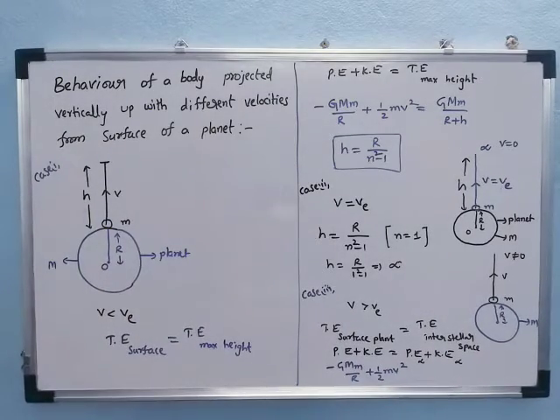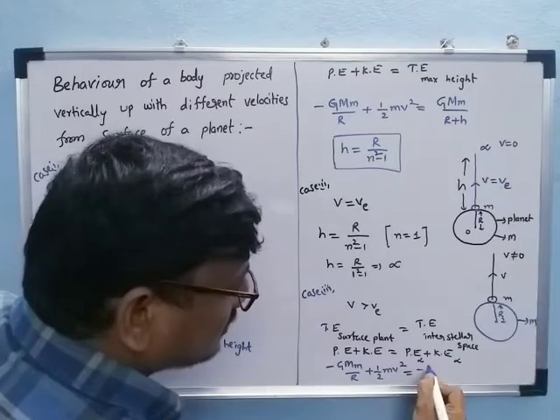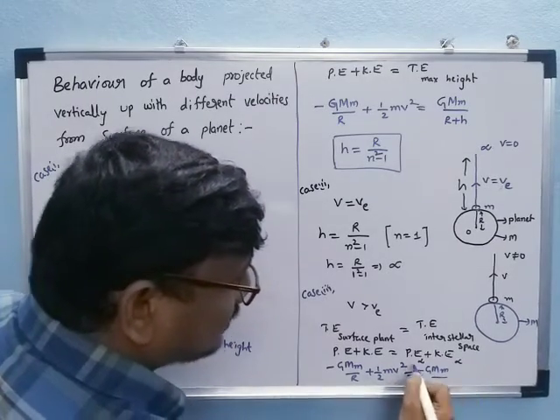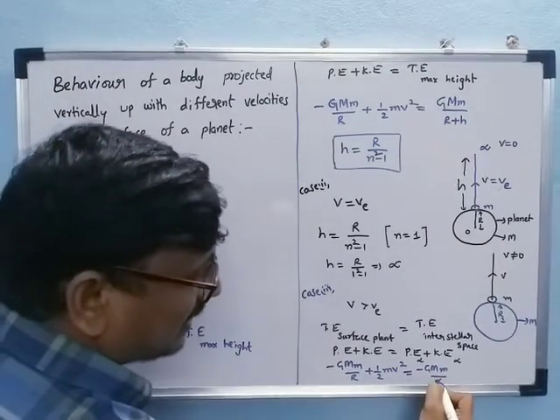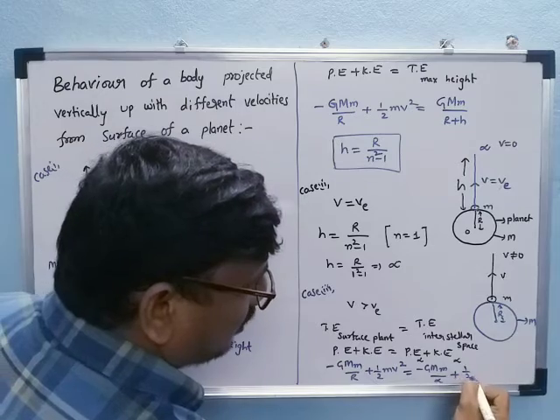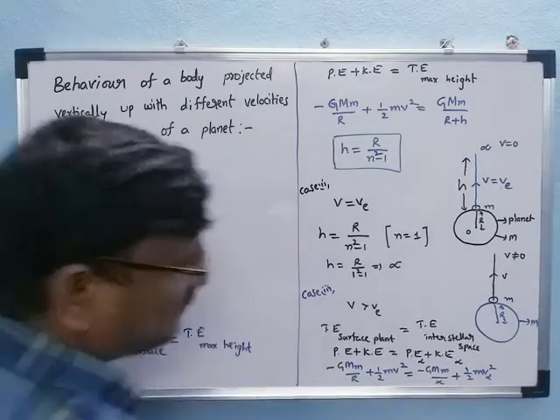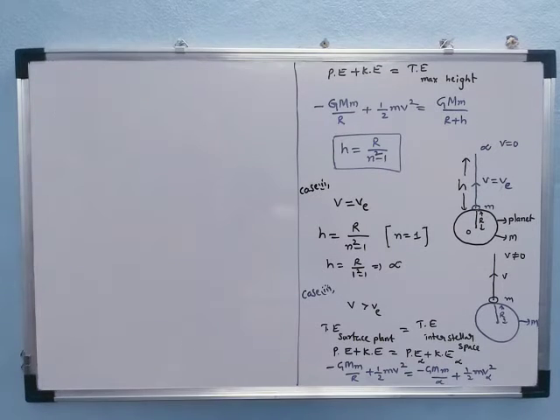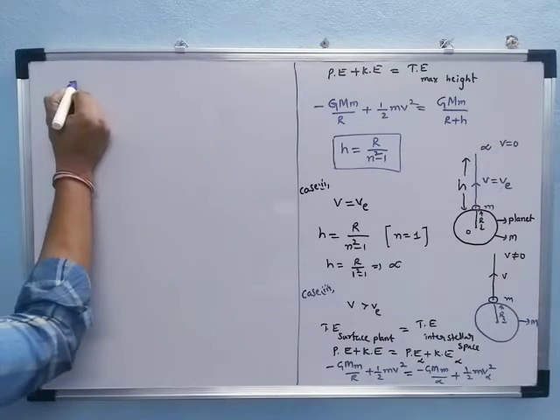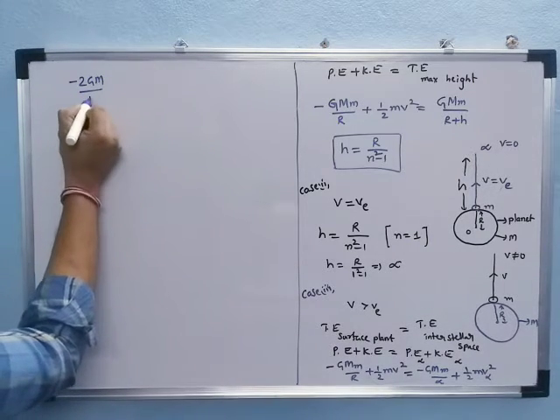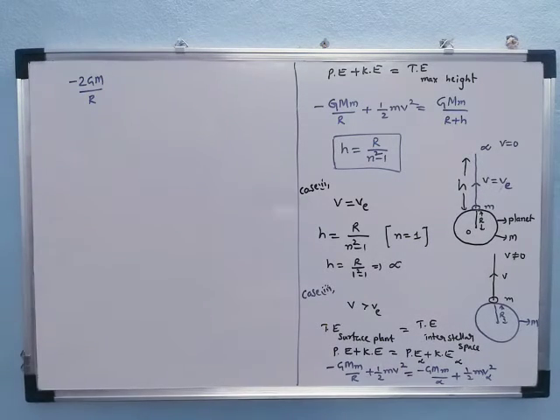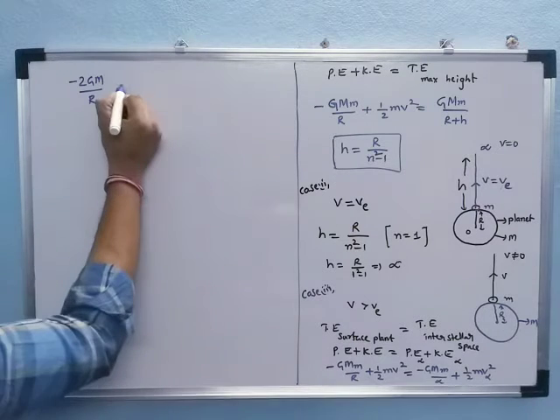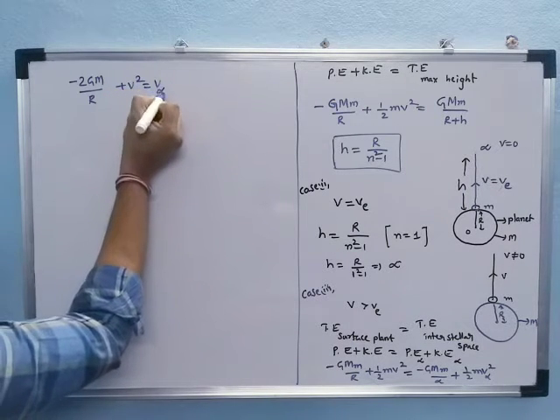Half m v square is equal to minus G capital M small m by the distance R, where R is the distance. At infinity the potential energy is 0, plus kinetic energy half m v infinity square. Now take the LCM, and finally we get minus 2 G capital M by R plus v square is equal to v infinity square.